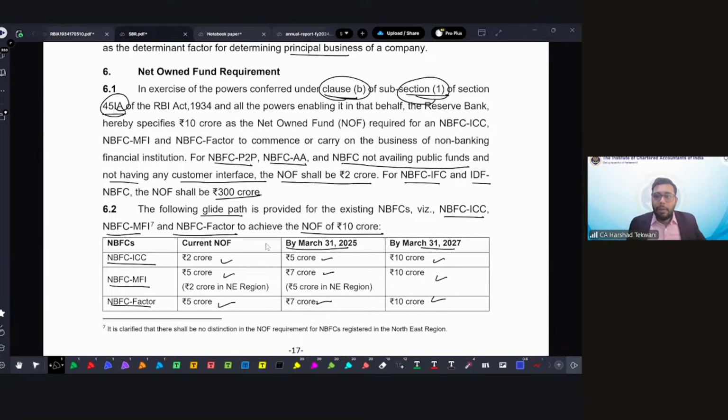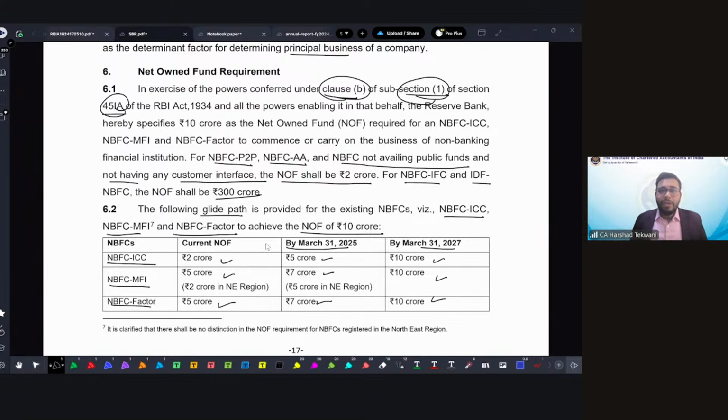Okay. Now, again, this is the level of net own funds. The question that comes is: if this is the level of net own funds, from when are we required to meet the requirement of the net own funds? Let's say, for example, are we required to maintain the net own funds from day one, or are we required to maintain it from some other date? So from when are we required to meet the requirement of this net own funds?